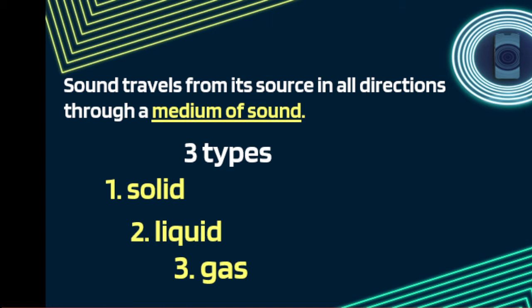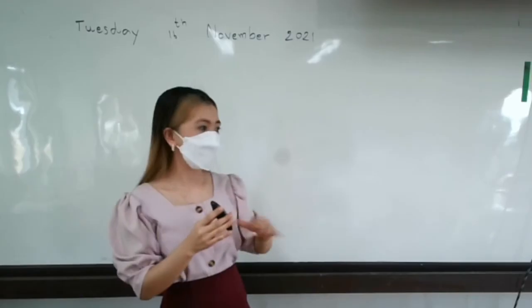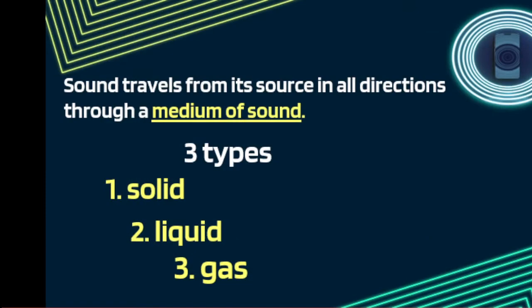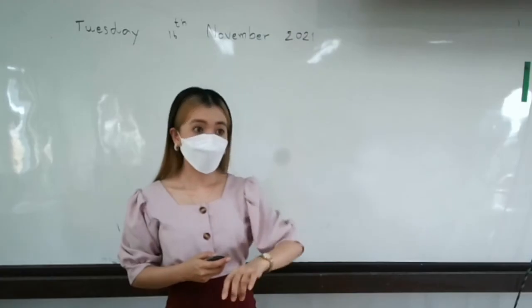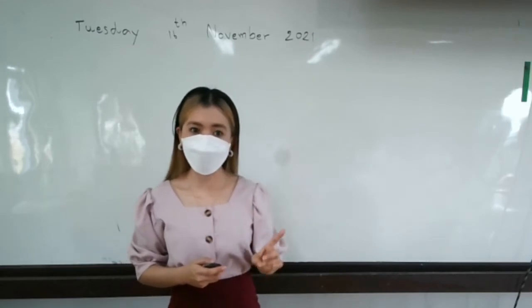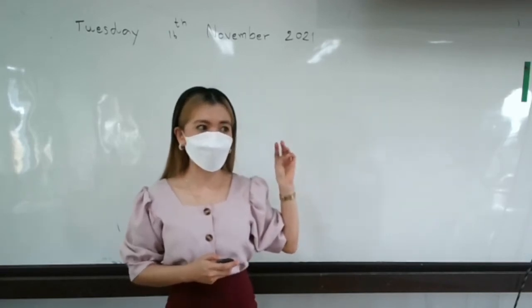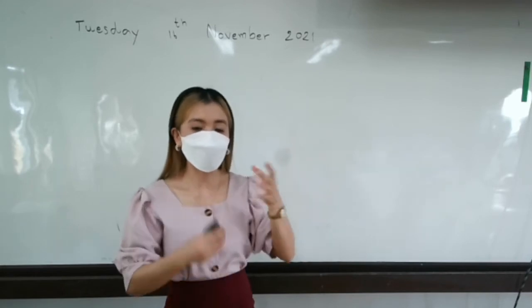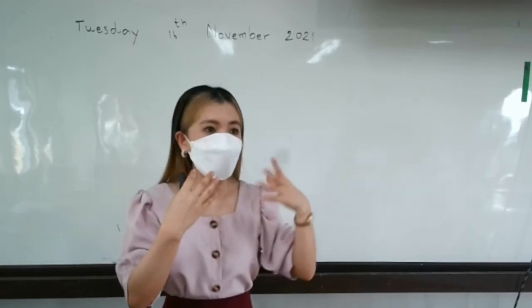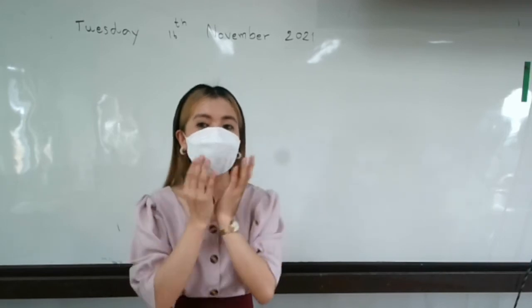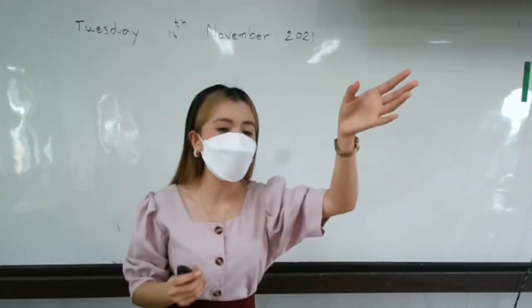Example of solid, anything that has mass, anything that has shape. For example, this wire is solid. This table is solid. I am a solid. This pointer is a solid. This blackboard is solid. Next, liquid. Can you give me example of liquid? Water. Very good. An example of gas is? Oxygen or air. Very good. So the sound that I make now is traveling through the air, which is gas. I am talking and the sound that I make travels through the medium of sound, which is the air.